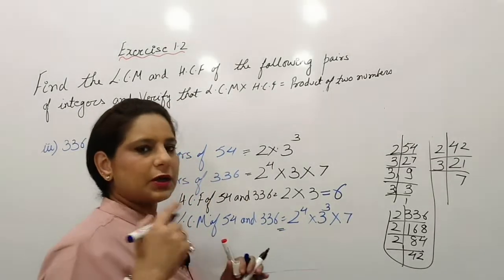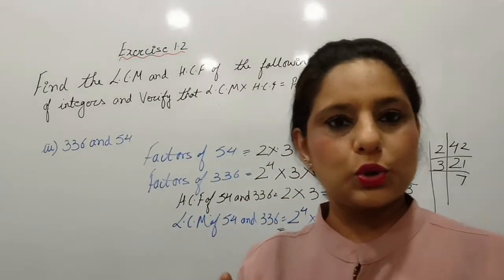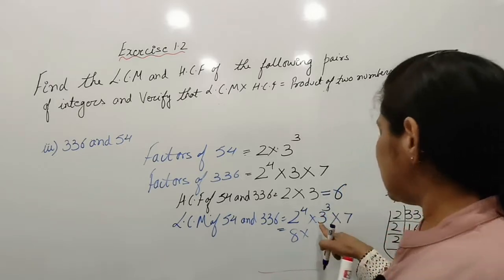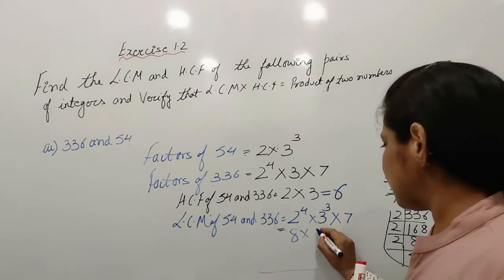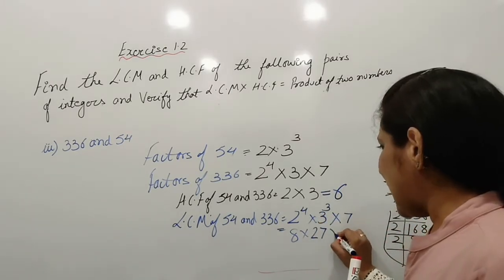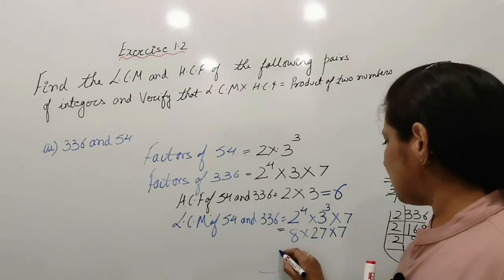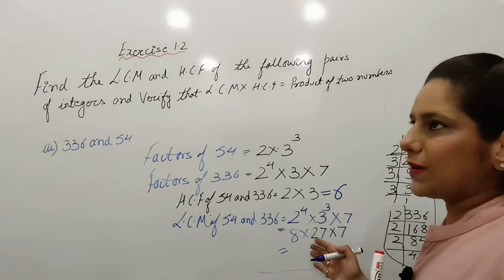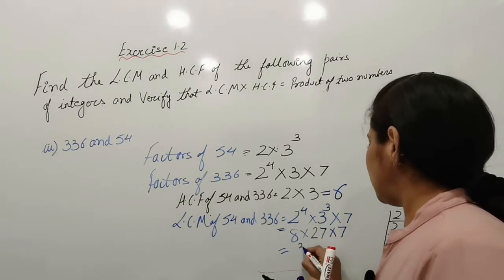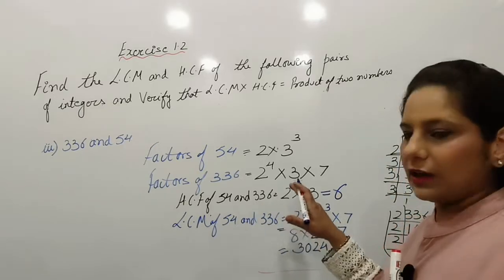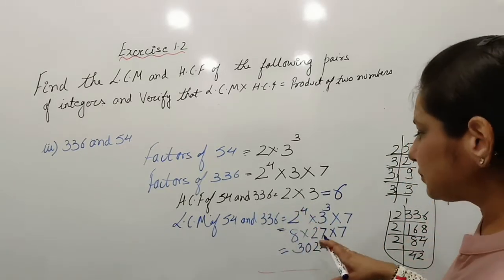The LCM will be 2 into 2 into 2 into 2, which is 16. 3 into 3 into 3 is 27, and into 7. So we have to multiply, and 16 into 27 into 7 will give you 3024. So we have got the HCF, we have got the LCM.